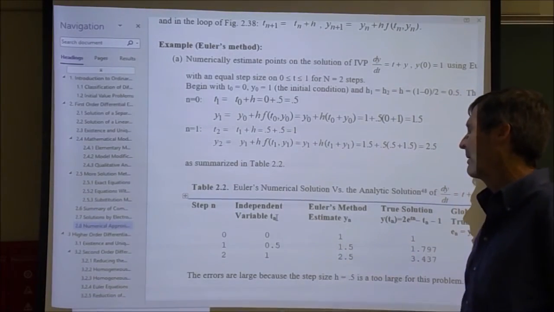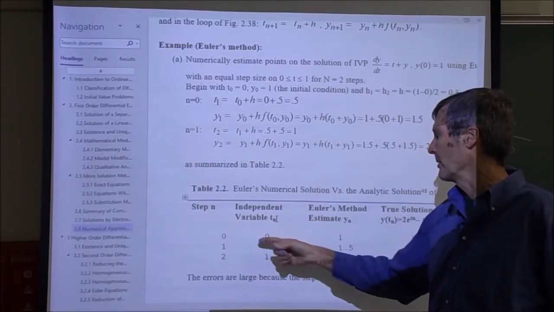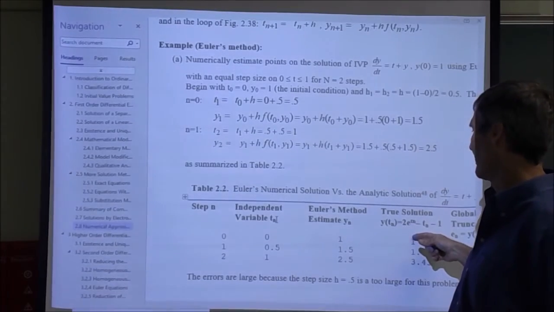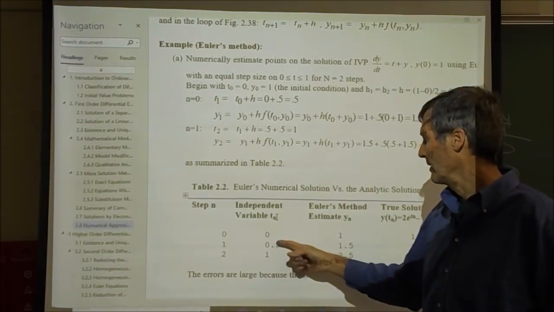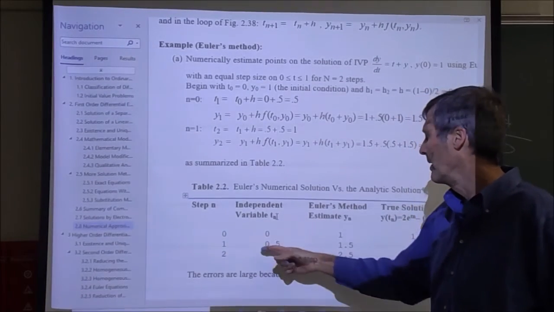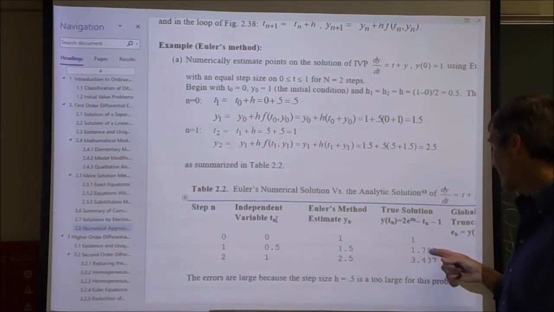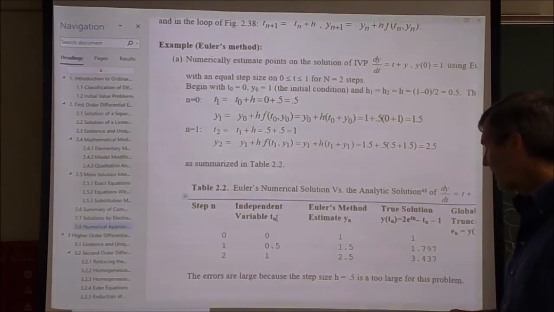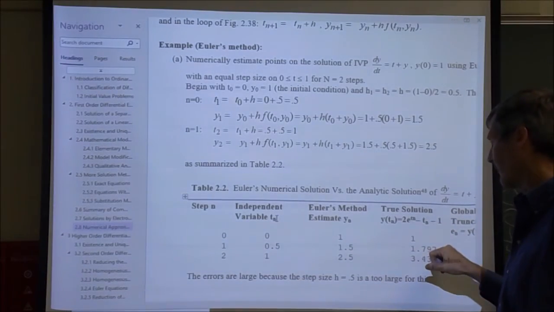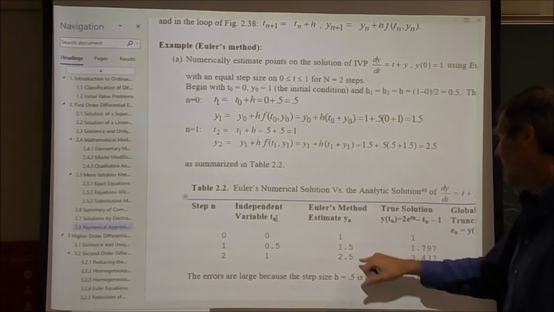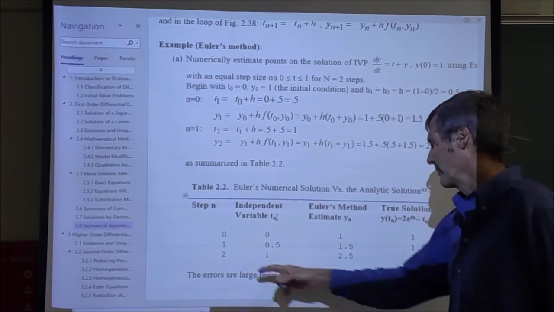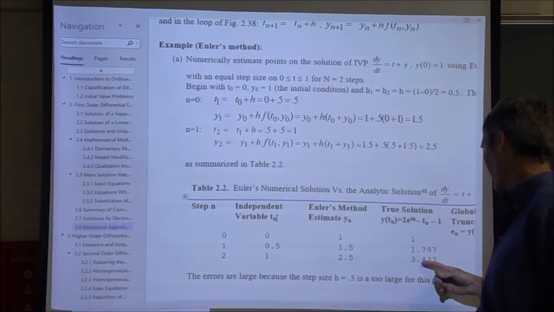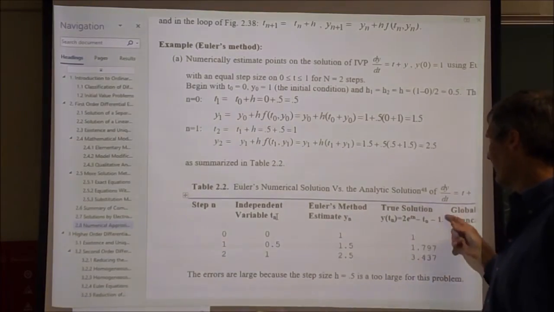And what I've got is a table. Here's my step n. At step 0, I have t equals 0, y equals 1, my initial value, and the true solution is 1 because that was given exactly. But I take one step, t goes to 0.5. I take two steps, t goes to 1. At 0.5, I estimated y is 1.5. The actual value, this is the solution of the differential equation, 2e to the t minus t minus 1, would give 1.797 if I really put in t equals 0.5. Instead, I got 1.5, which is close to it. I go another step, at t equals 1, I estimated y was 2.5. The actual solution should be 3.437 if I plugged into the exact solution.